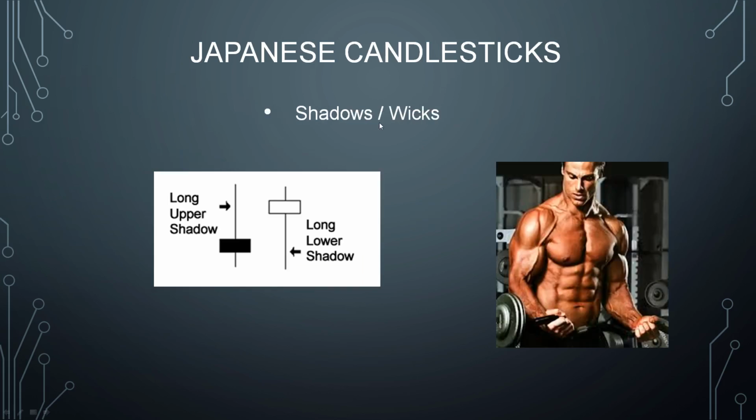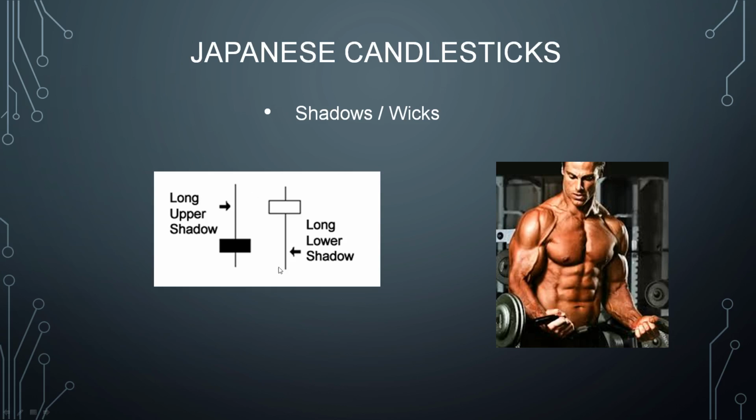Now, the shadows and the wicks. A long upper wick and a short lower wick means that the buyers flexed their muscles and bid the prices all the way up to the top for the session high. However, for one reason or another, the sellers came back in and drove the prices right back down, ending the session near the opening price.